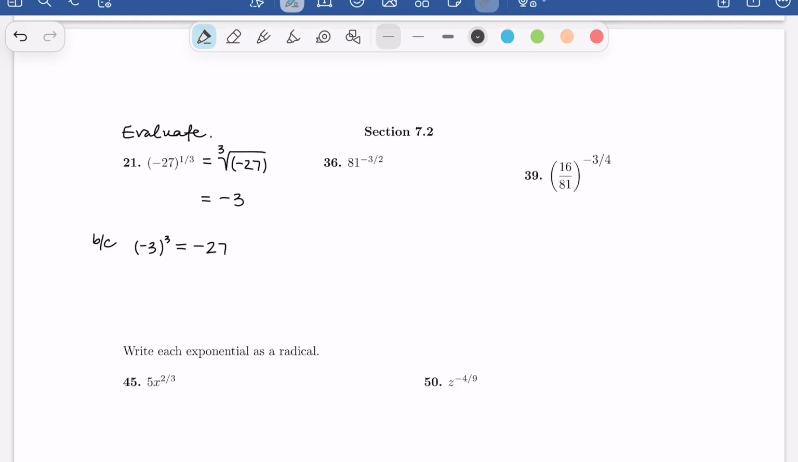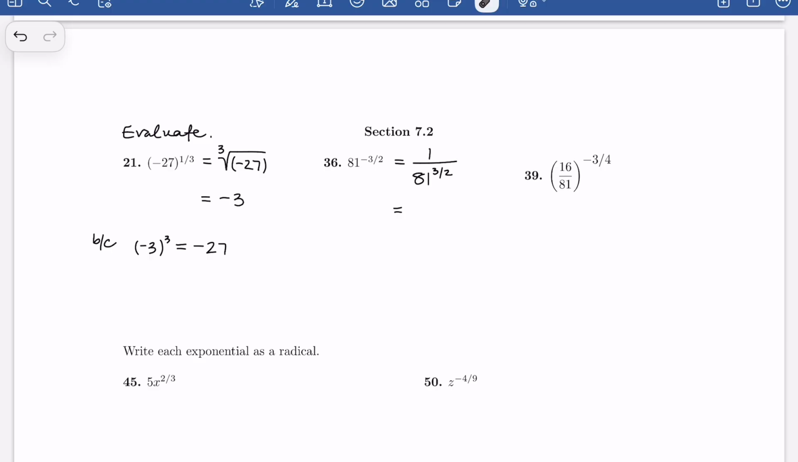For 36 here, we have 81 raised to the -3/2. Now, just like we've seen in previous sections, we don't want to deal with the negative exponents. So before we do anything further, what we're going to do is rewrite this as an expression with positive exponents. So we know how to do that. We're going to rewrite this as 1 over this exponential expression, now with a positive exponent. So we've seen this before in previous sections. Now, what we're going to do that's new to this section here is we're going to rewrite this exponential expression using some of our exponent rules.